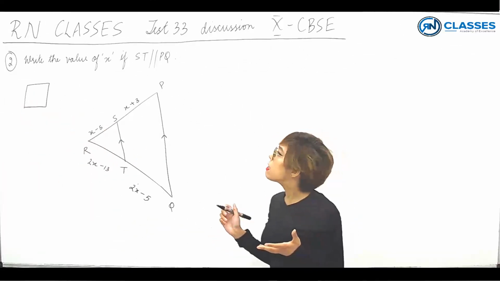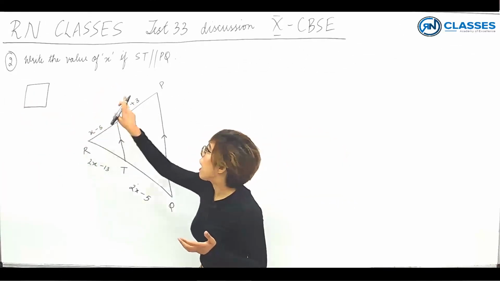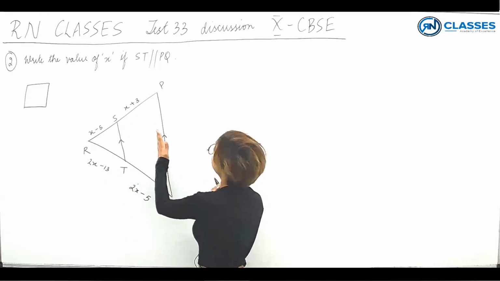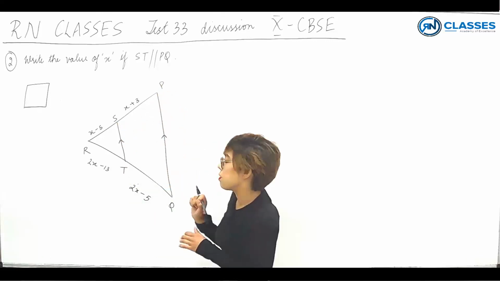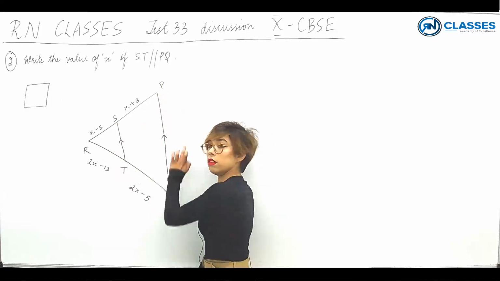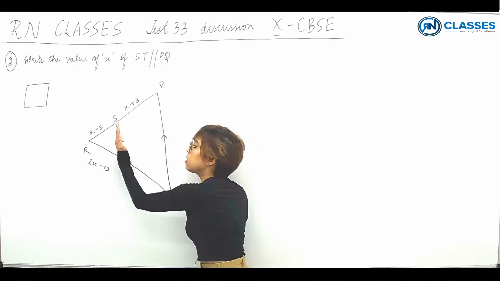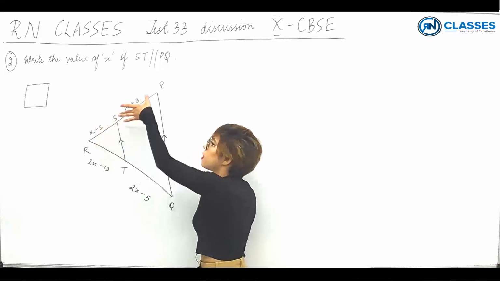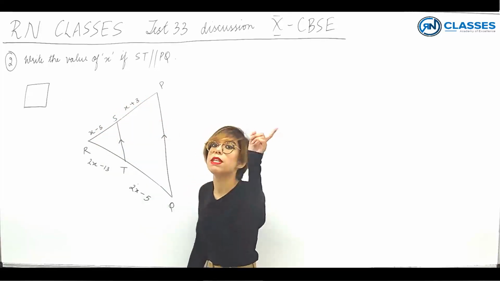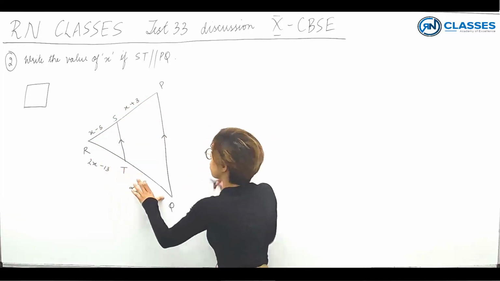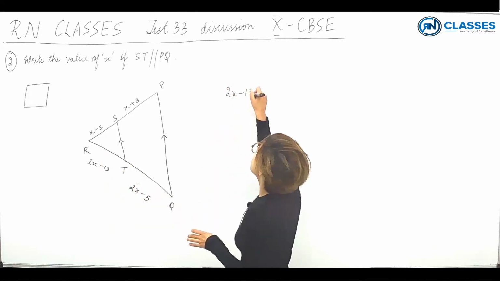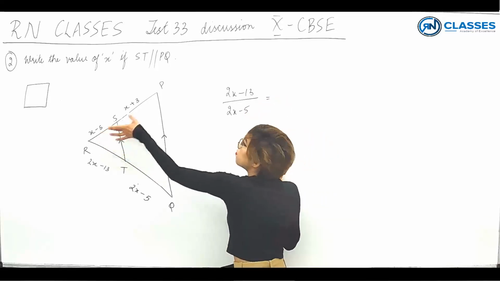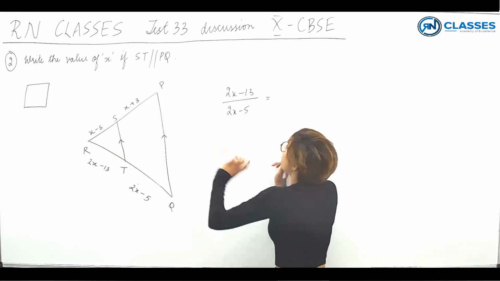So, the next one, he says write the value of x, and as I can see the x's are getting involved, if ST is parallel to PQ. So this is parallel to this. Now, in a triangle, if this is parallel to this, can I say that this by this is equal to this by this? Which theorem is this? Basic proportionality theorem. So, this by this, so as in 2x minus 13 whole divided by this, which is 2x minus 5, is equal to this by this, which is x minus 5 over x plus 3.